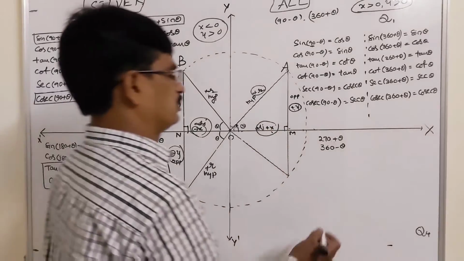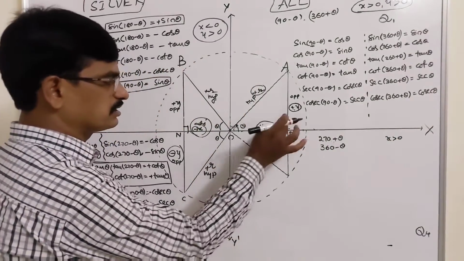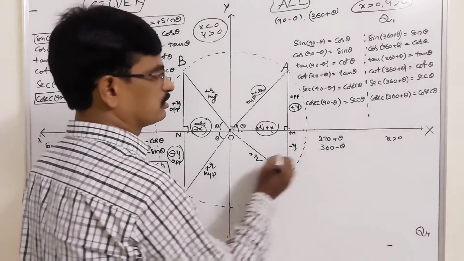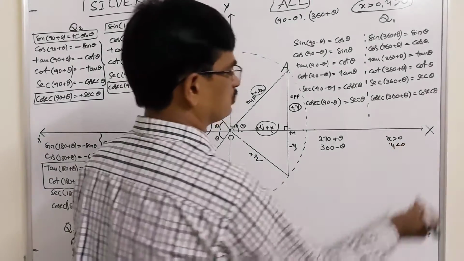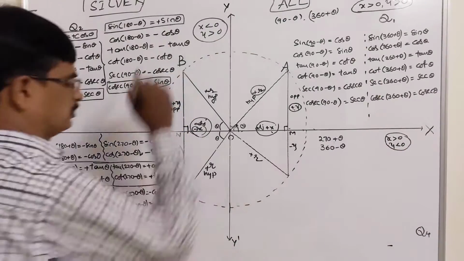When it comes to here, x is greater than 0 and y is less than 0. This is minus y plus x plus r. Y is less than 0 in the Q4. Okay, Q1, Q3.